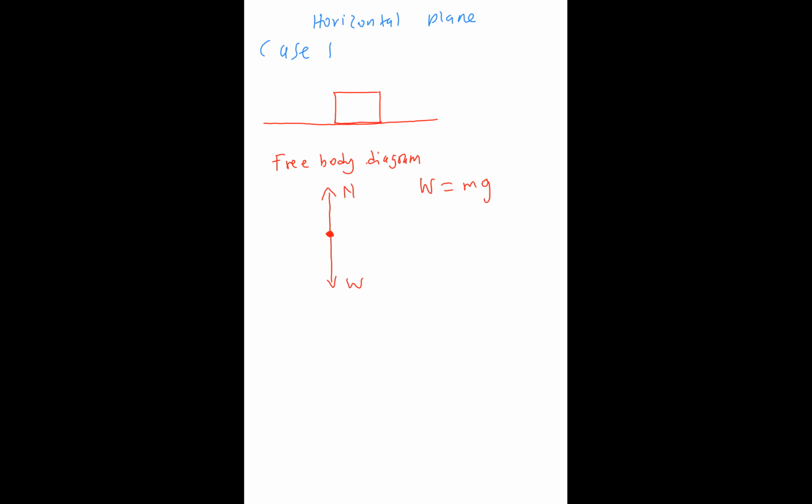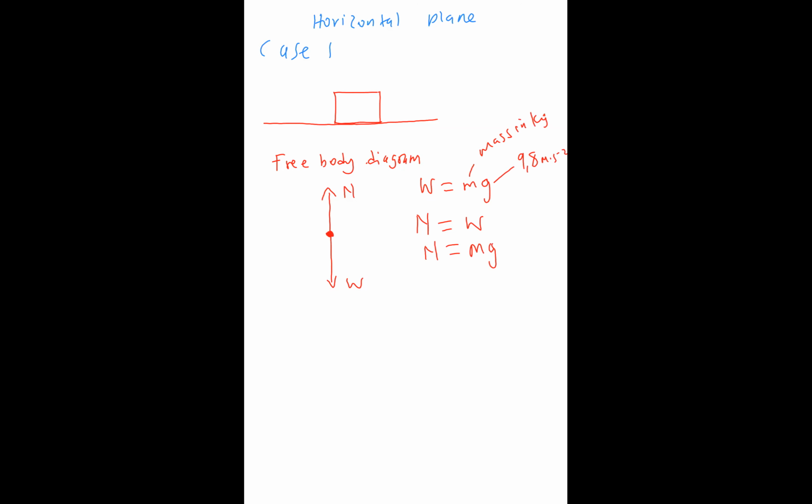Therefore, if these two forces are at equilibrium, normal force is equal to weight. So normal force is equal to mg, where m is the mass and g is gravitational acceleration. On Earth, this g is going to be 9.8 meters per second squared. m is just the mass of an object in kg. So this is case number 1 of normal.